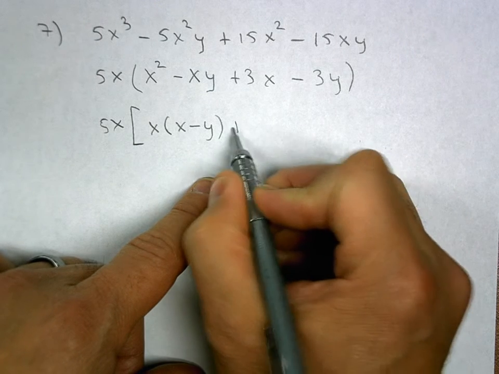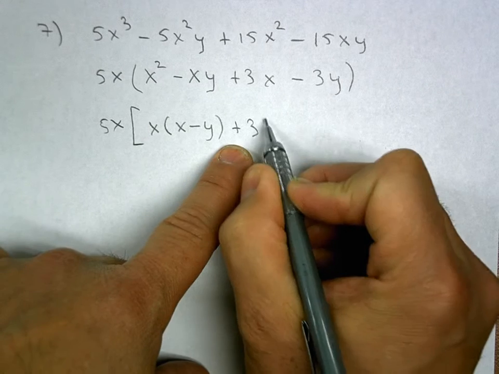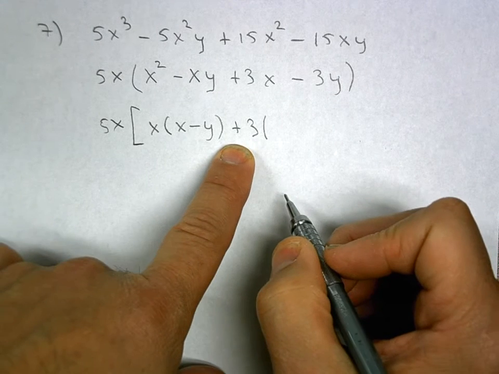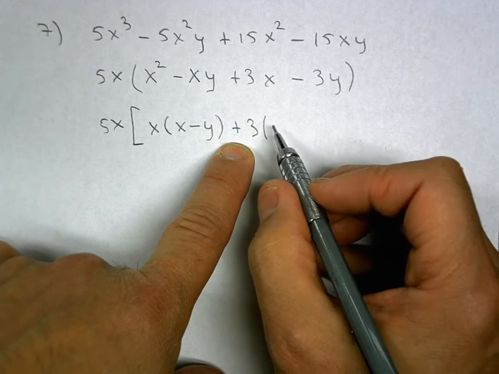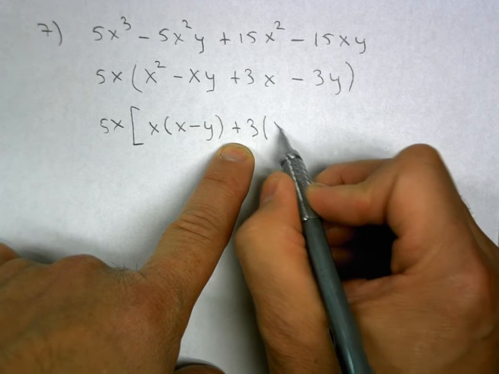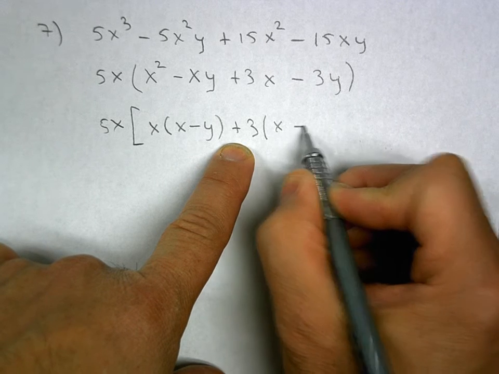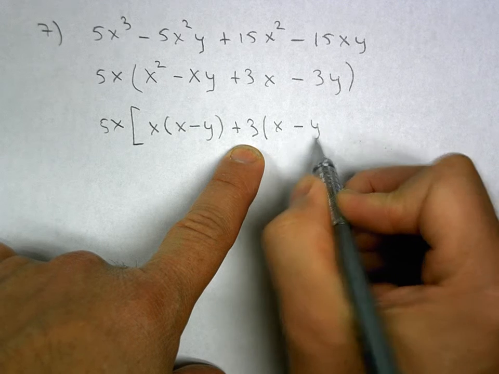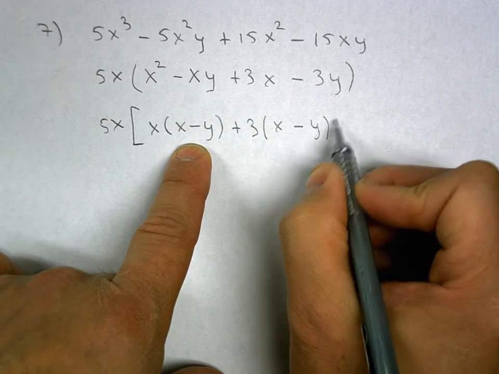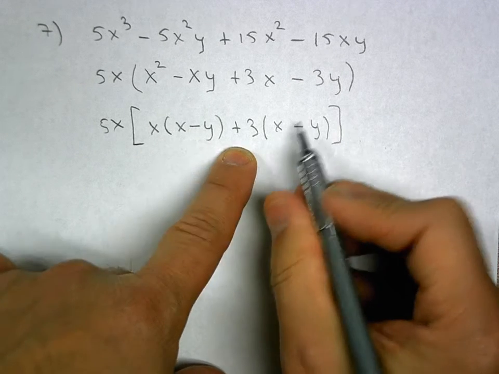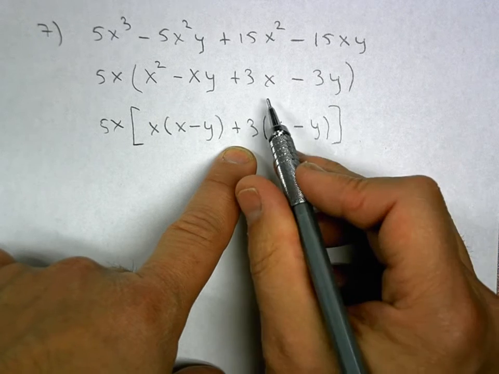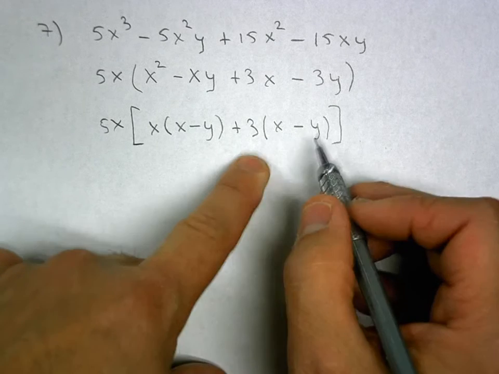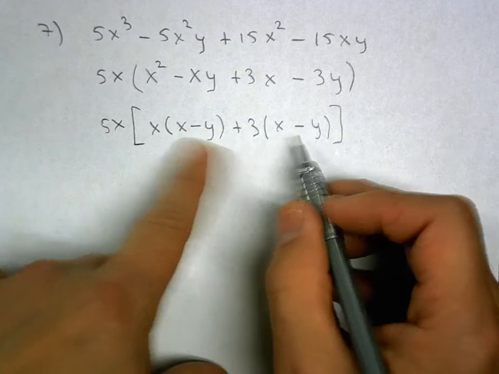Plus 3. We'll take out a positive 3. Good. Okay, and what does that leave us with? X minus, well, we're taking out a 3. So x minus y. And good, it matches. Okay, and we can take out a negative 3, but now to be switched, we'd have to switch it back. So yeah, taking out a positive 3 worked for us.